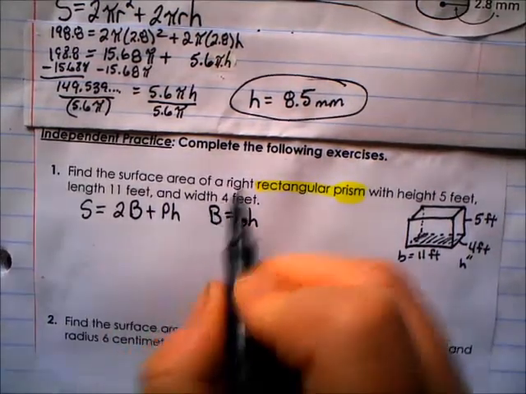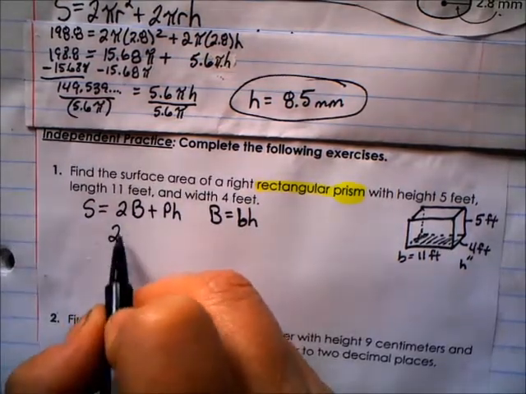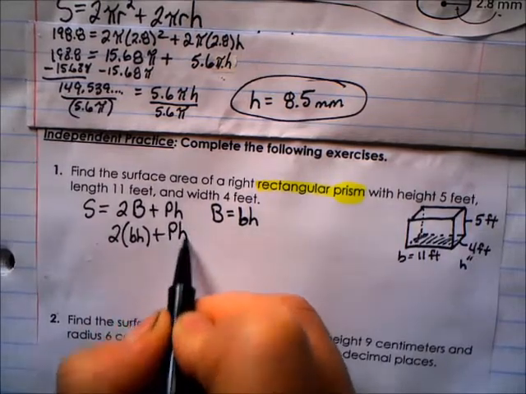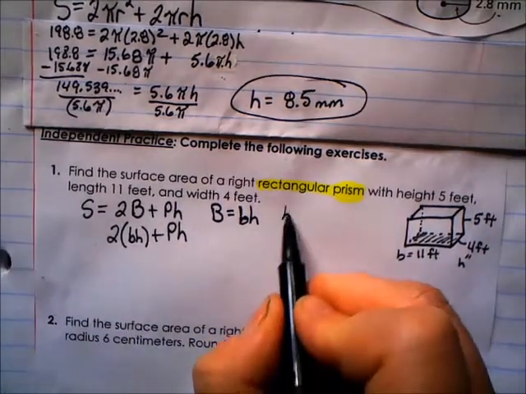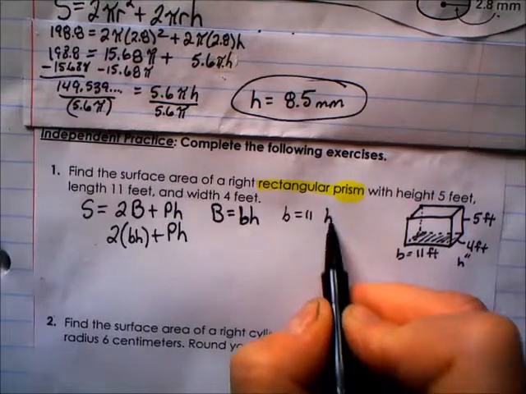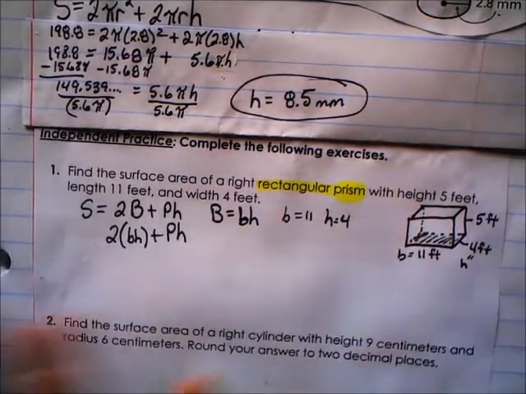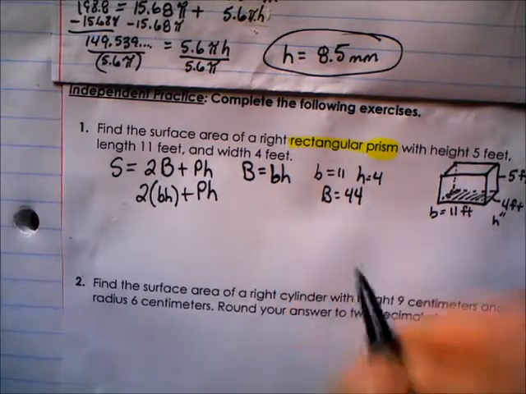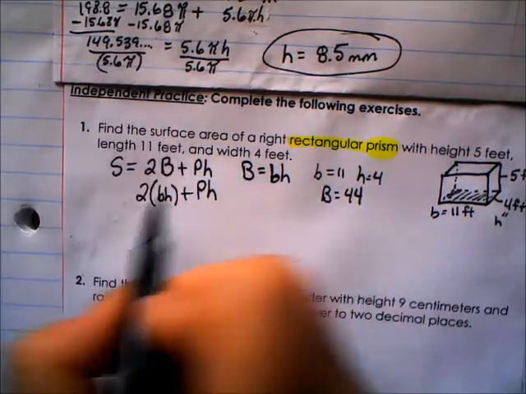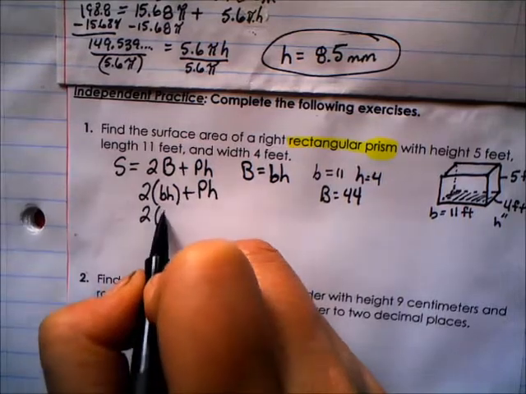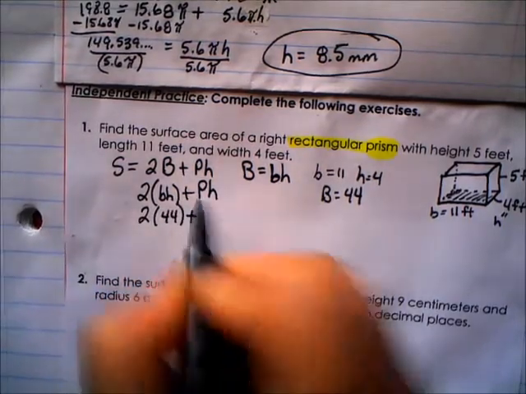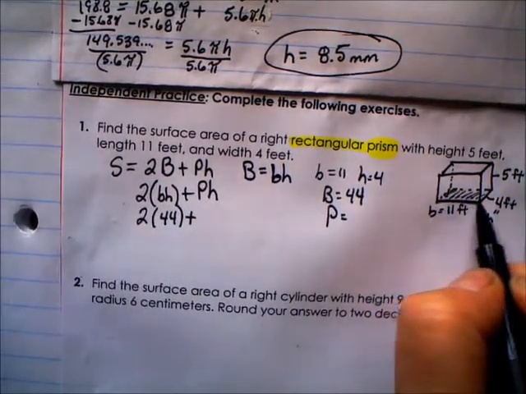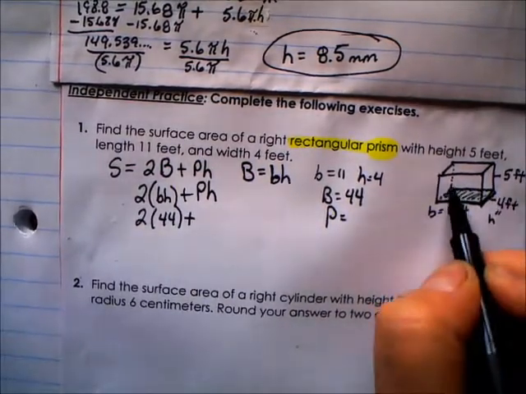So to figure out the capital B, this will be the little b times h. So the little b is going to be 11, the h is going to be 4. That means the capital B is 44. So if I take it over to my formula, I'll have 2 times 44 plus now the p. The p is the perimeter of the base. So I have 11 by 4 by 11 by 4.